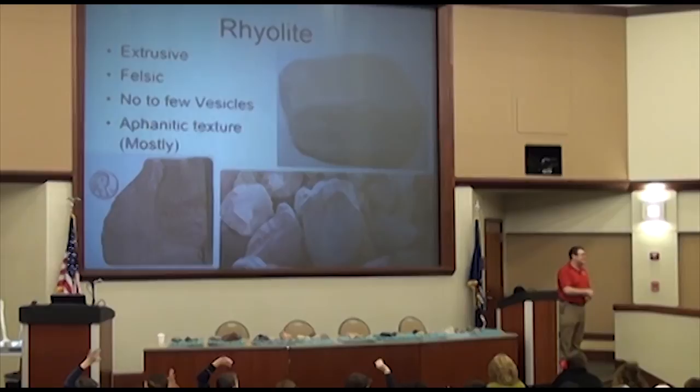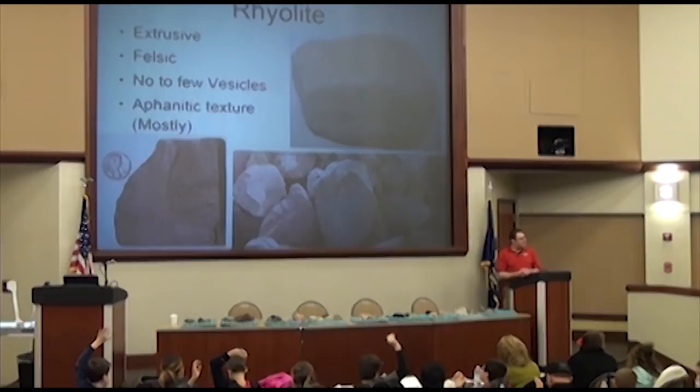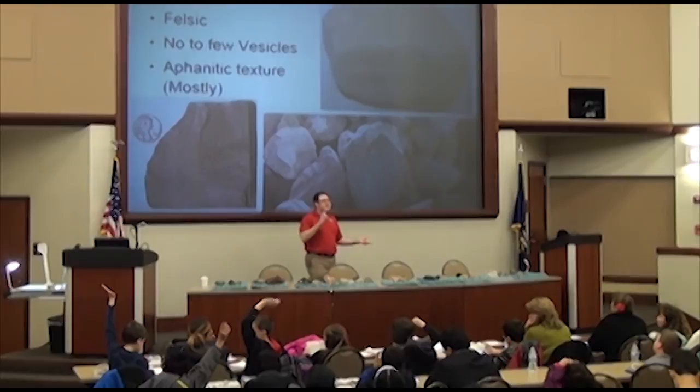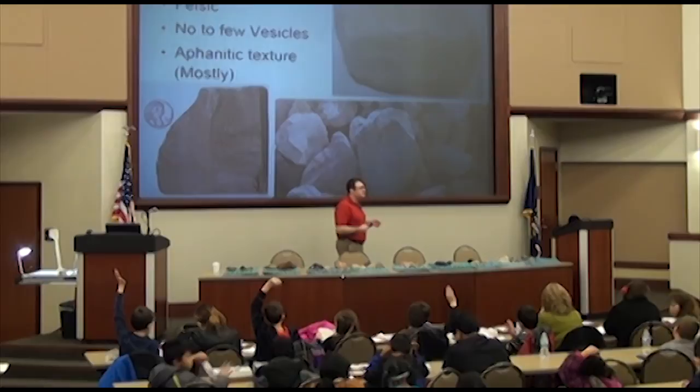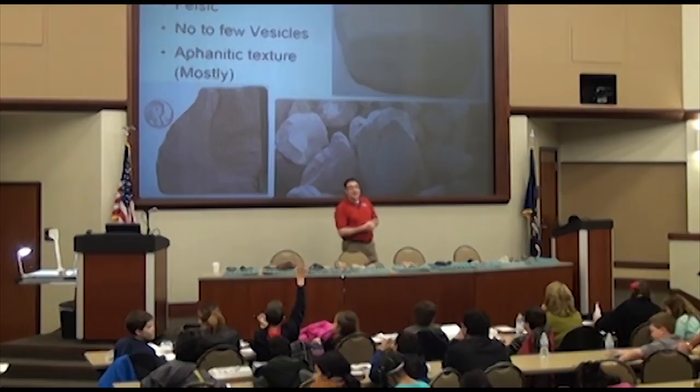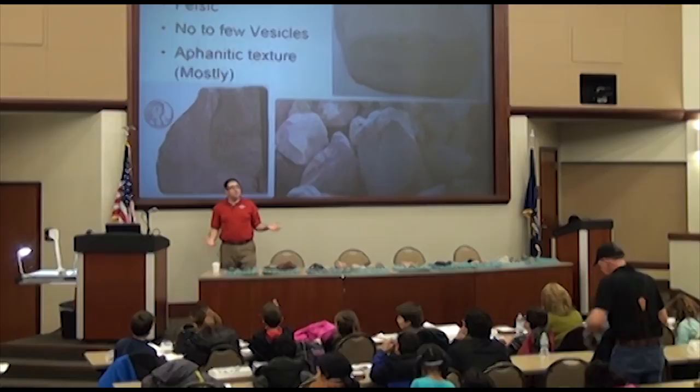What else? A light gray and a light brown mixed together. That's an excellent observation. So sometimes with rhyolite, there'll be different colors that look like they're swirled together in there. That happens sometimes. Give me one more color, somebody. Beige-ish. Okay, absolutely. So all of these colors we listed off are light colors, right? Rhyolite is almost always a light color because it's felsic.